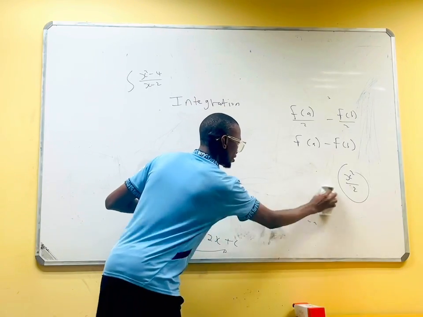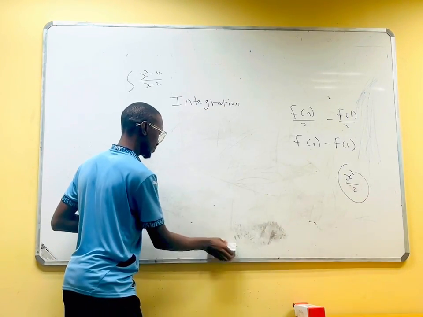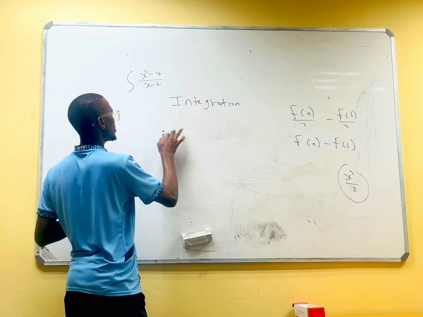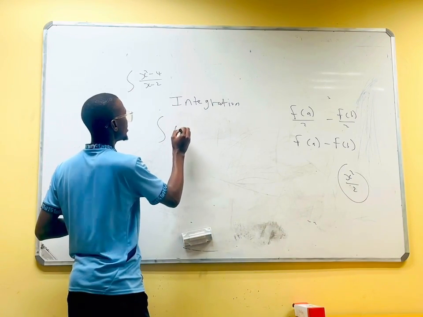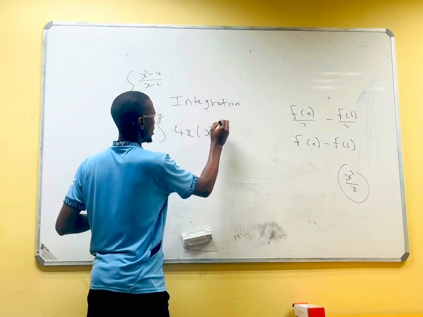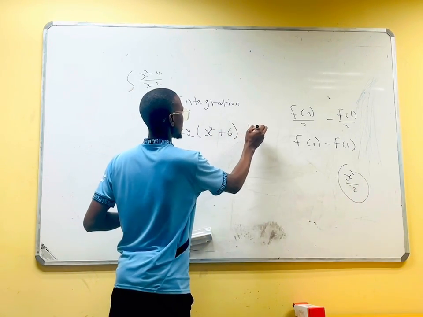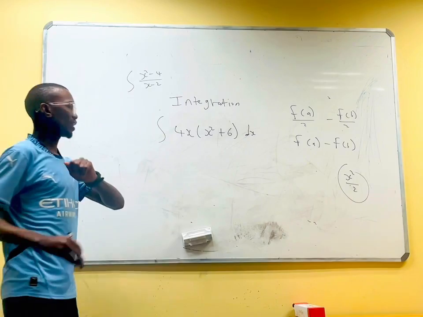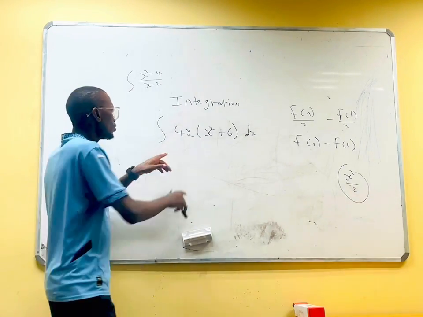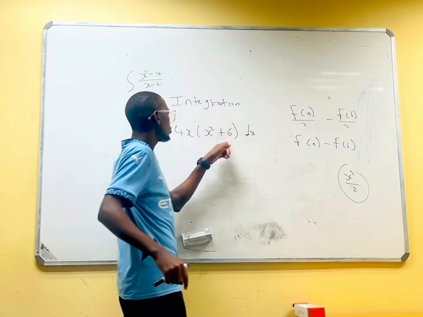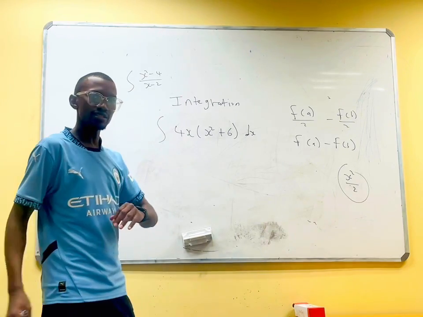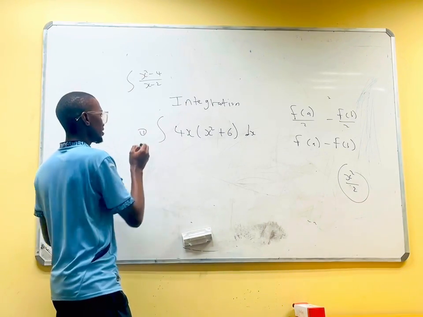So now we have another integration problem. Let me think. Let me say the integral of 4x times x squared plus 6, dx. We have this one. How are you going to integrate this?